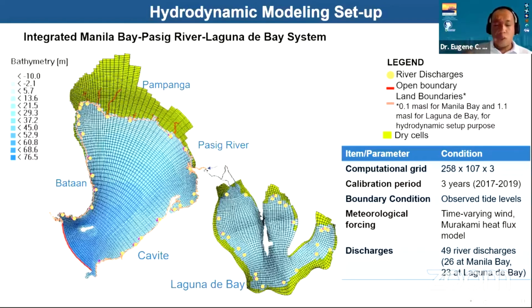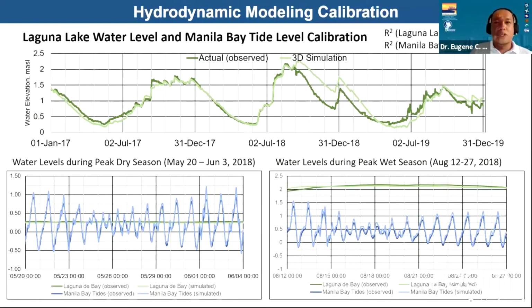And for us to be able to capture such dynamic exchange of waters between these two large bodies, we needed to set up a model that is integrated, as you can see in this figure. And correspondingly, we inputted all the hydrologic output of these river discharges around Manila Bay together with that of Laguna de Bay. And so we were able to come up with a hydrodynamic model that is representative of the actual conditions as can be observed on the field.